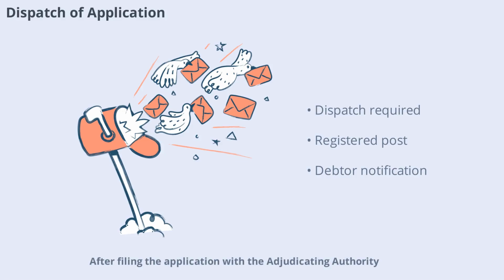After filing the application with the adjudicating authority, the applicant must dispatch a copy to the corporate debtor's registered office by registered or speed post. This ensures that the debtor is informed and can prepare for the proceedings. Timely dispatch and proper communication are essential for procedural fairness and transparency.